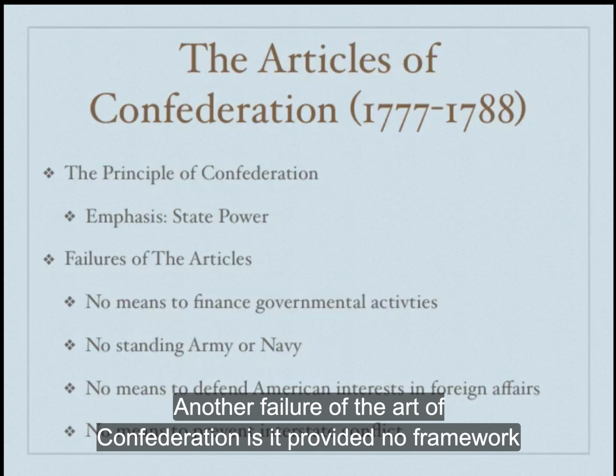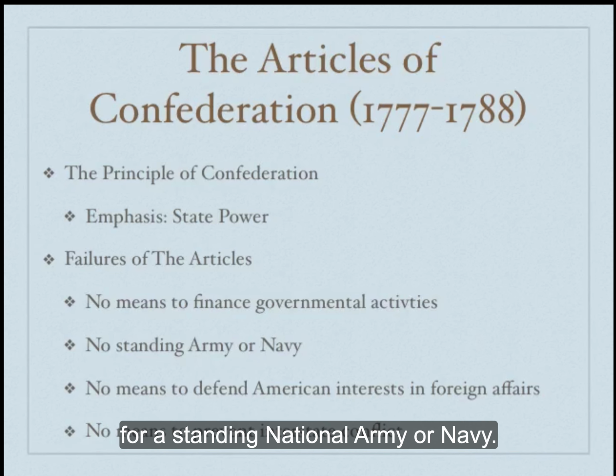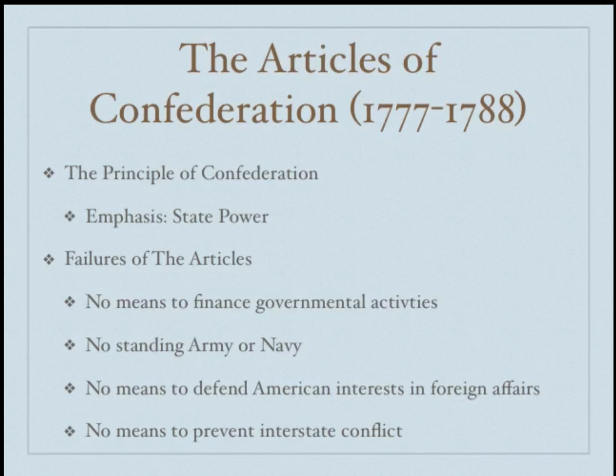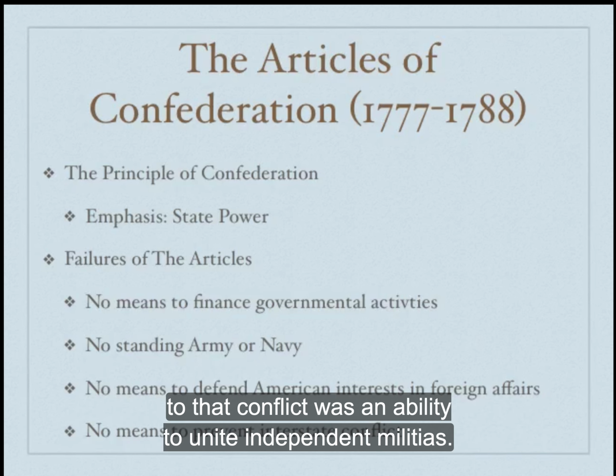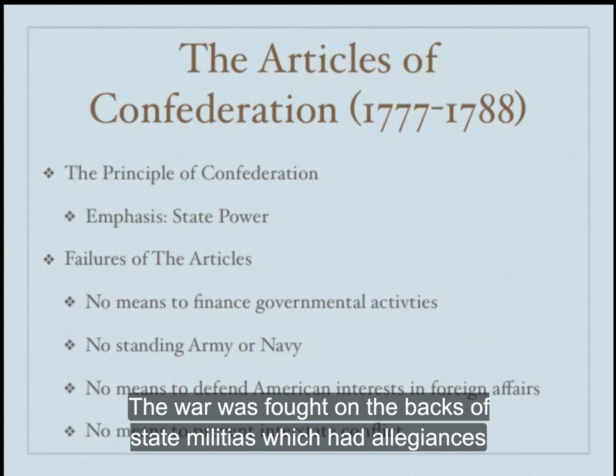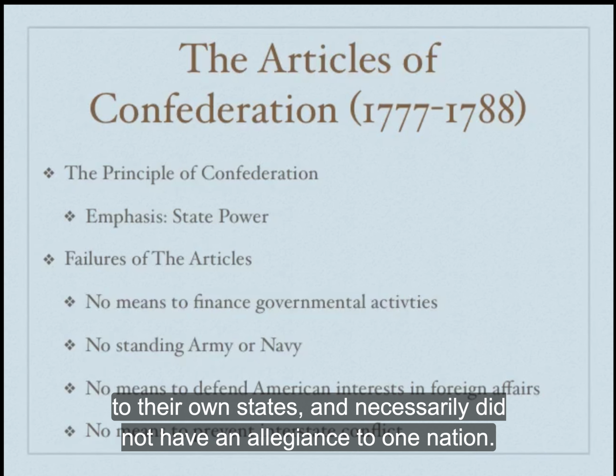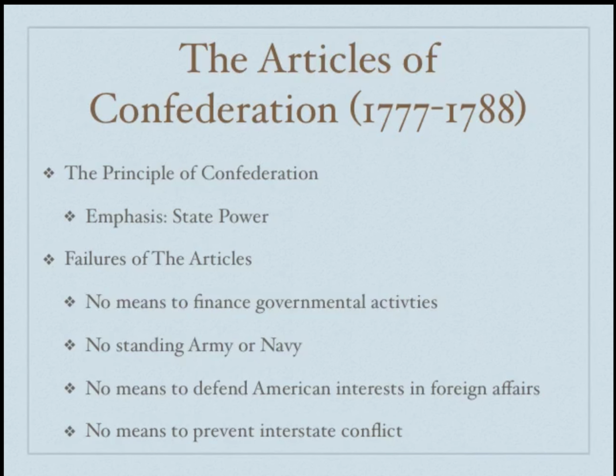Another failure of the Articles of Confederation is that it provided no framework for a standing national army or navy. During the Revolutionary War, one of the most important things that George Washington brought to that conflict was an ability to unite independent militias. The war was fought on the backs of state militias, which had allegiances to their own states and necessarily did not have an allegiance to one nation.